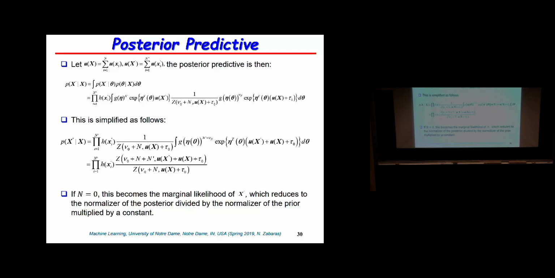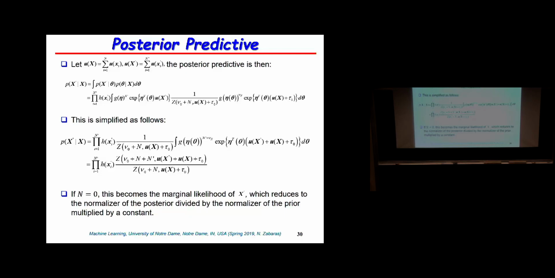With sufficient statistics that look like u of x prime plus u of x plus tau 0, and parameters n prime plus nu n, where nu n is nu 0 plus n. Does this formula remind you of anything? We have the ratio of two normalization factors. Where did we see the calculation of normalization factors? Evidence. Can you use this formula to compute the evidence?